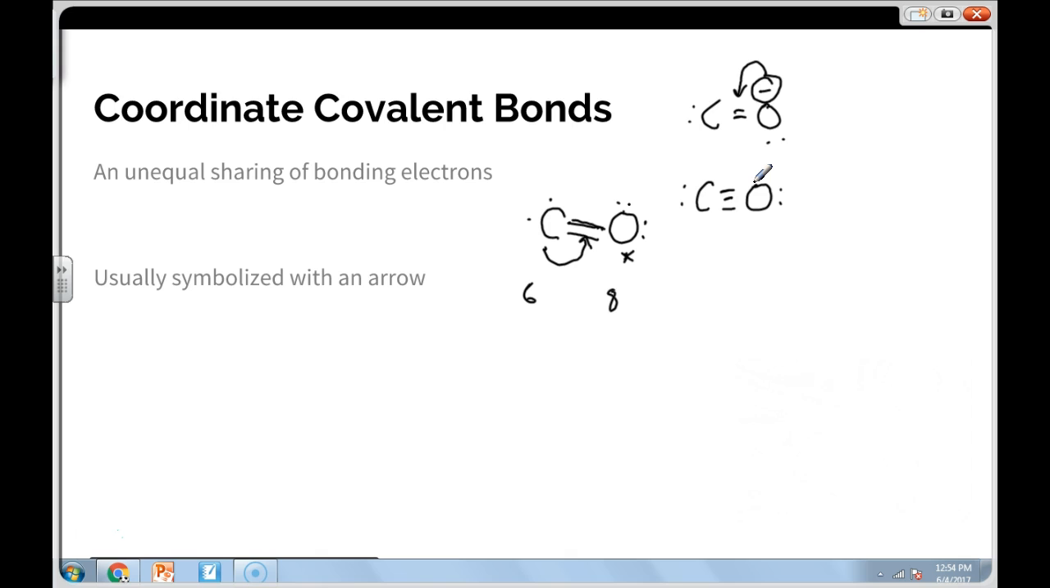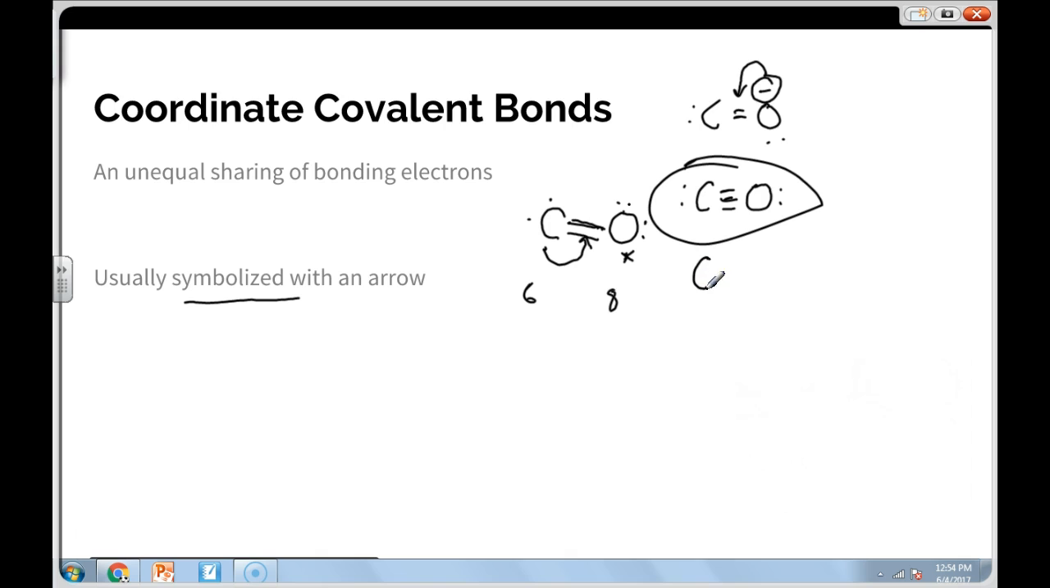So that becomes really interesting when this happens in chemistry. It's still just a covalent bond, but when it's this unequal sharing, we call it coordinate covalent. Now, if there is a coordinate covalent bond, we sometimes symbolize this with an arrow. In this case, I know it's a bad example, we didn't, because it's a triple bond.